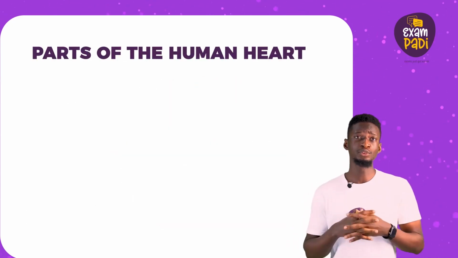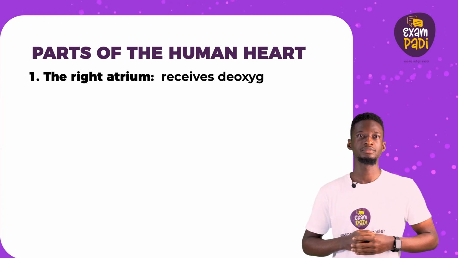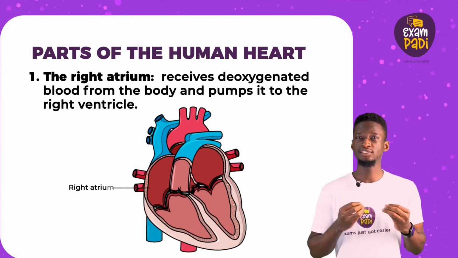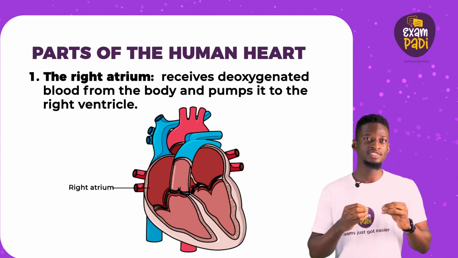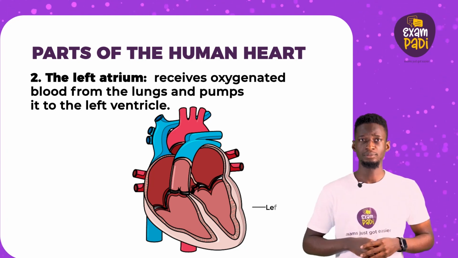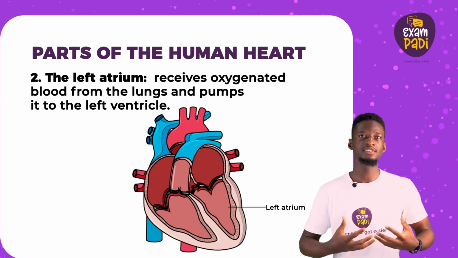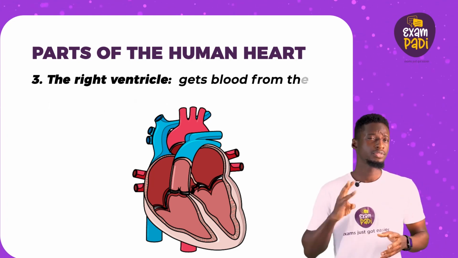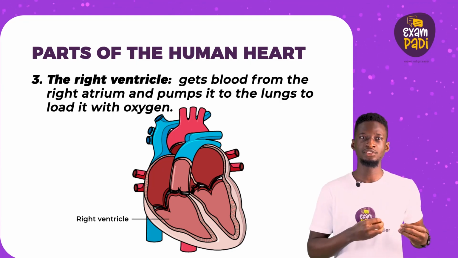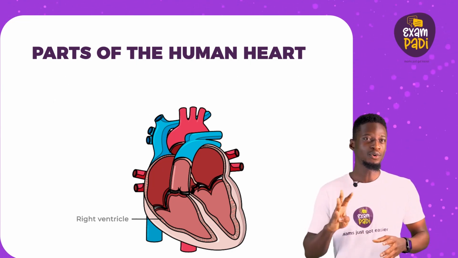Now let's talk about parts of the human heart. Here are some parts of the human heart. 1. The right atrium. The right atrium receives deoxygenated blood from the body and pumps it to the right ventricle. 2. The left atrium. The left atrium receives oxygenated blood from the lungs and pumps it to the left ventricle. 3. The right ventricle. The right ventricle gets blood from the right atrium and pumps it to the lungs to load it with oxygen.